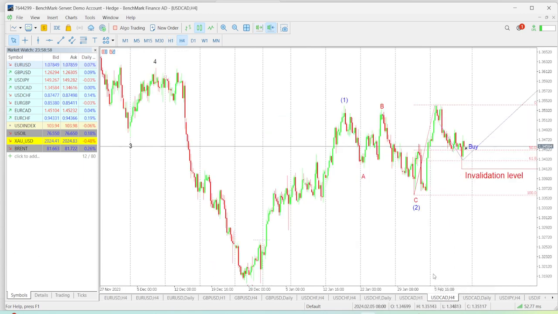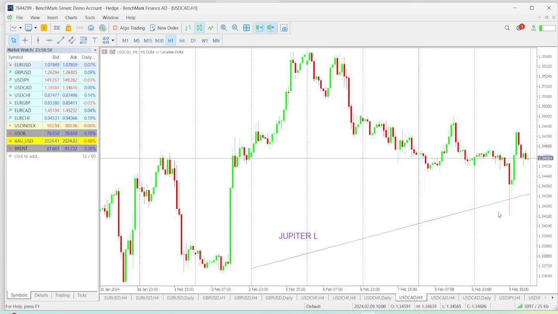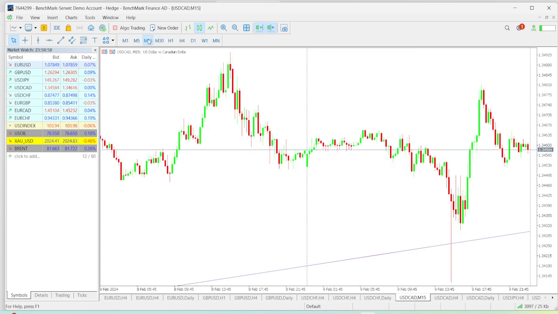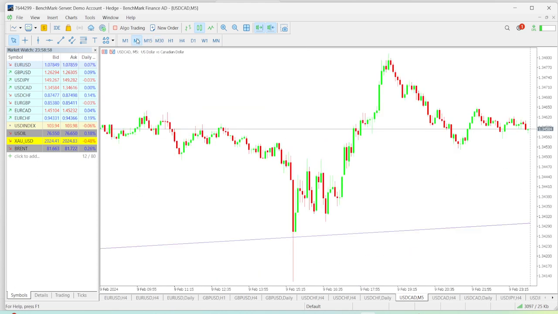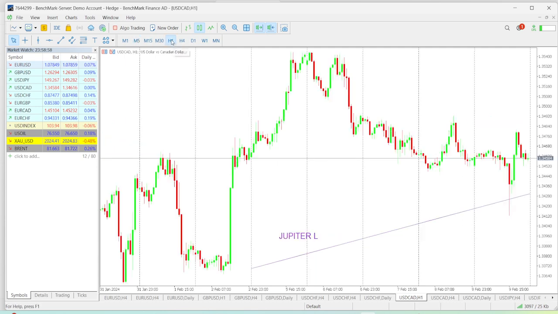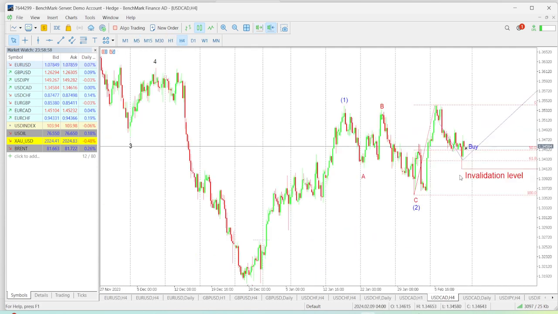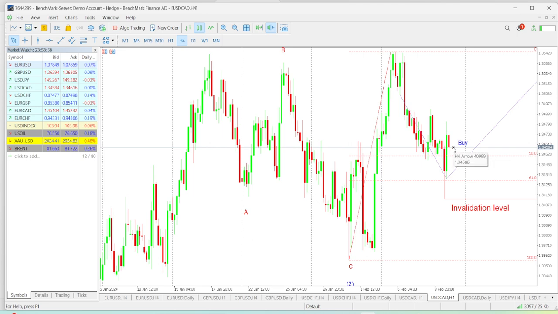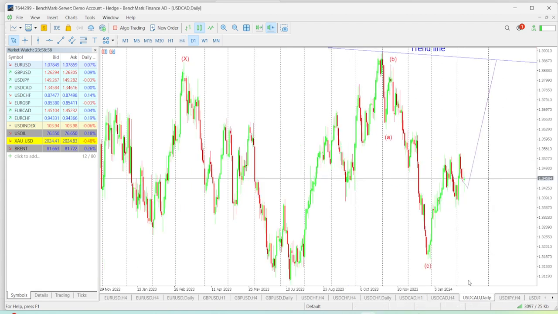So we have a signal. Let me show you. This is the signal on a 1 hour time frame, 30 minutes, 15 minutes, even 5 minutes time frame. Invalidation level now is here. The signal is already here. Invalidation level is here and the price should continue going up on a daily time frame. Elliott wave tells me that the price should meet this trend line here.